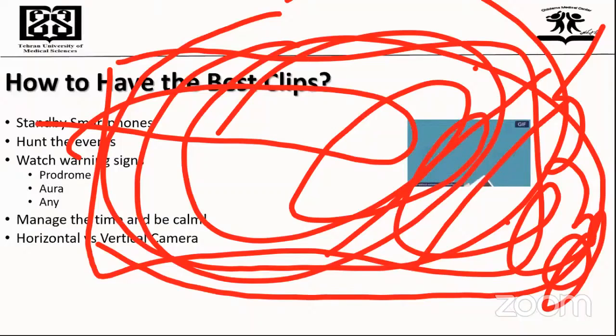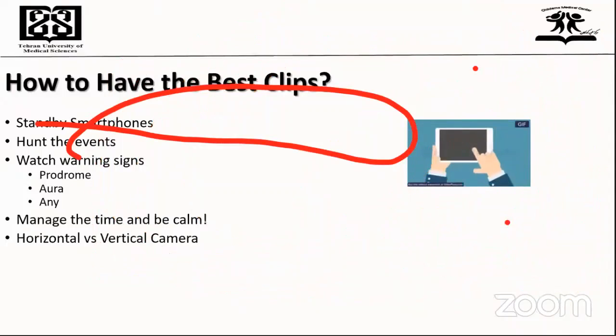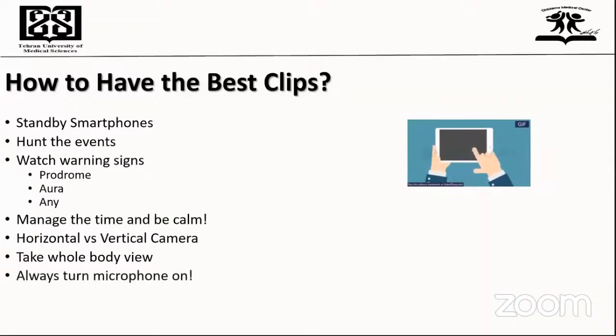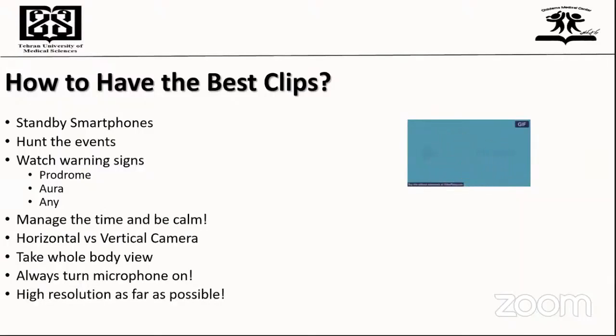It's a very important but simple matter to take the video in a horizontal position, not a vertical one, because you have a wider field to evaluate the paroxysmal events. It's also very important to have the whole body in the video clip to evaluate the movements of the limbs as well as any movement in the face. And also it's very important to turn the microphones on, because the voices in the clip may be as important as the video clip by itself. And a high resolution video clip is very useful compared to blurred and unclear low resolution ones.